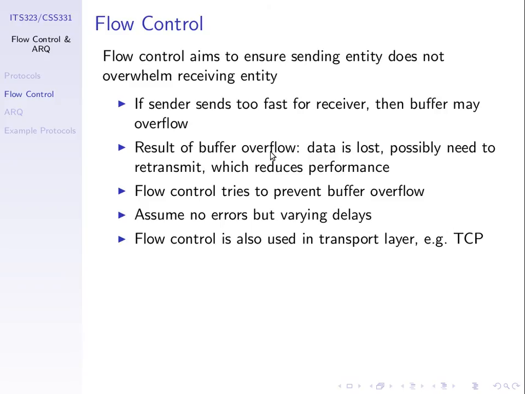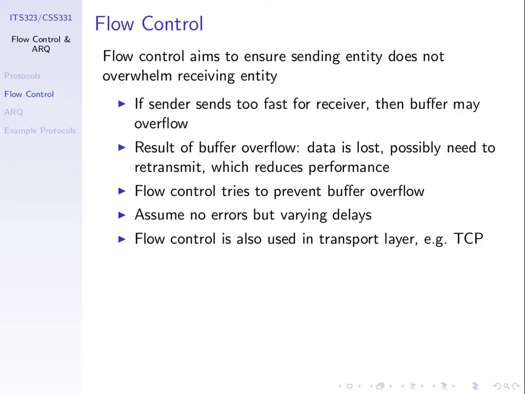So if the sender sends too fast for the receiver, the buffer or the memory may overflow. And that's a problem because data will be lost and we need to retransmit, and that reduces performance. So we want to generally avoid that problem. So flow control is a mechanism to try to prevent that buffer overflow at the receiver. So let's look at two main techniques for flow control. And in the following discussion, we'll assume that there are no errors on the link.